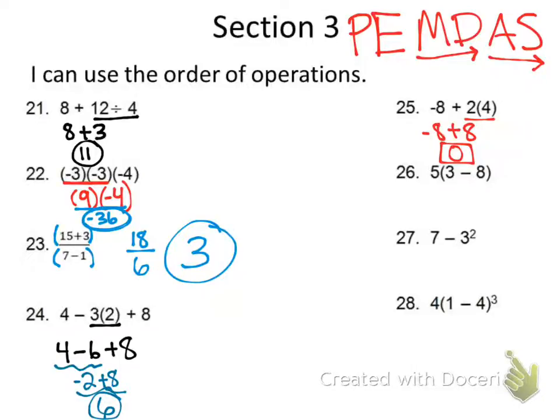All right, 26. Yeah, we do parentheses first. Inside the parentheses, we have some subtractions. So 3 minus 8 is negative 5. 5 times negative 5 is negative 25. Questions?